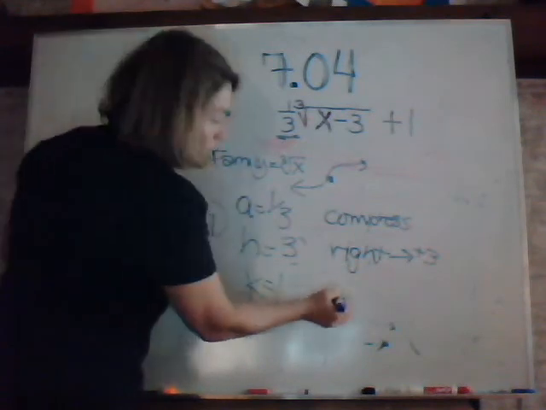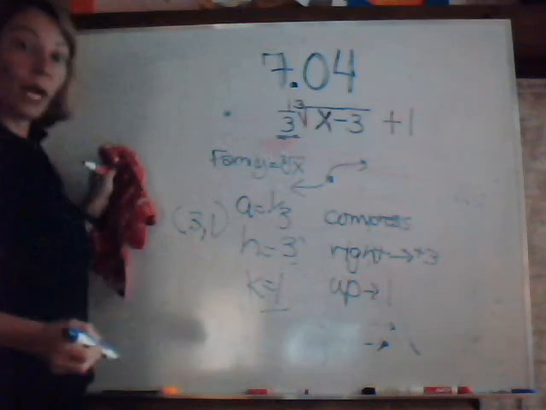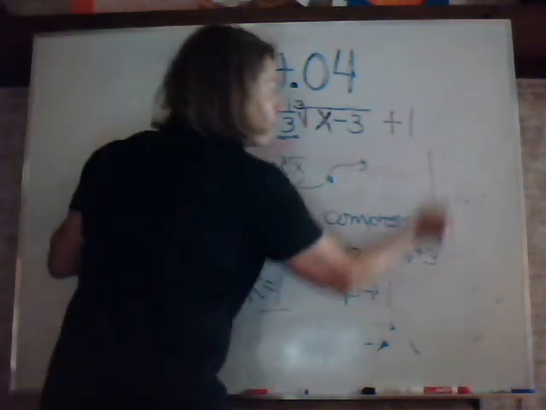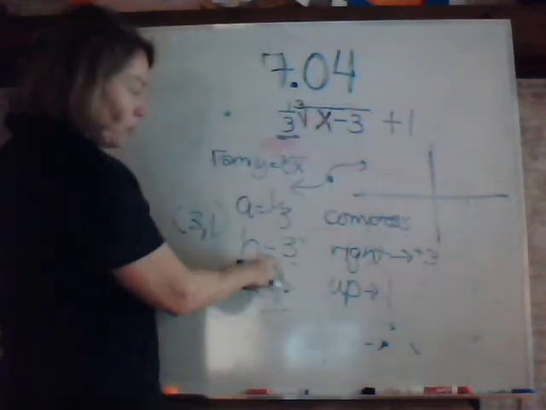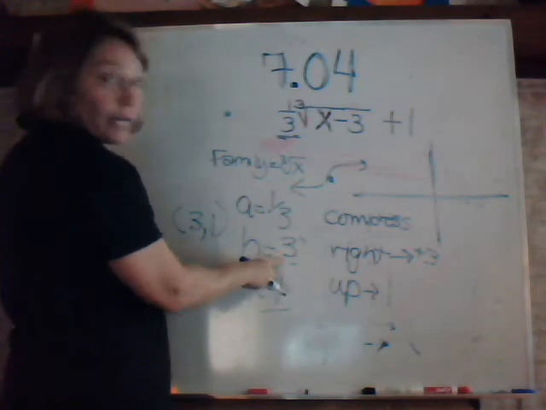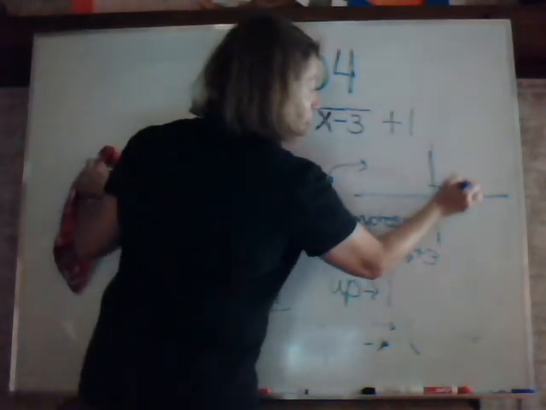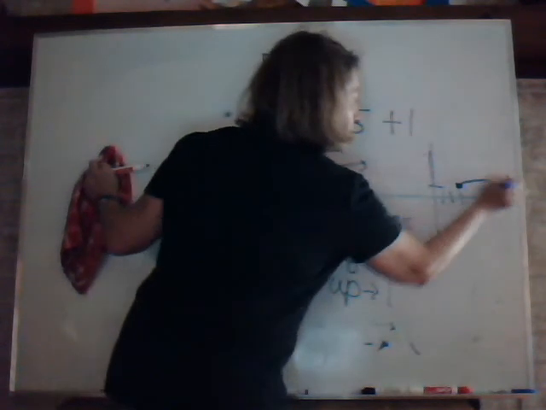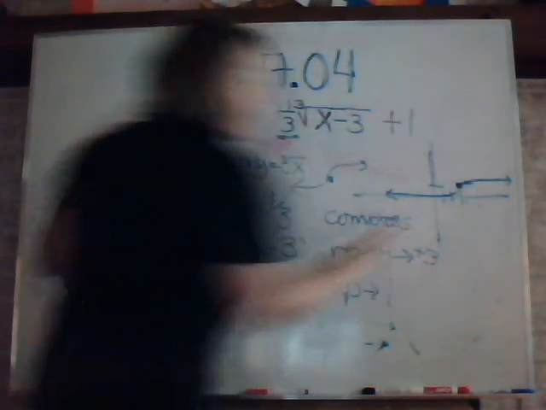K is positive, so that means it's going up 1, a positive 1. So let's do a quick sketch of this cubic graph. Here's an XY coordinate, or a Cartesian coordinate plane. I'm going to regraph the 0, 0 to be at 3, 1. So 3, 1 is where it's going to change, and it's going to be very tight to the axis. So it's going to be very long and skinny.